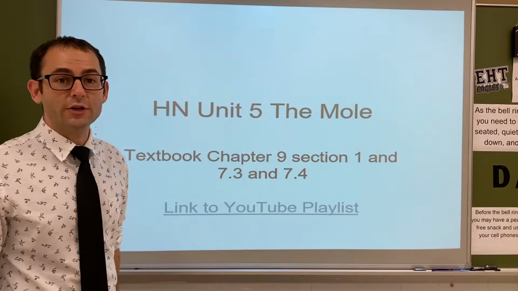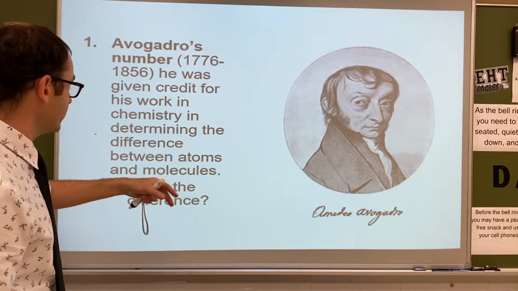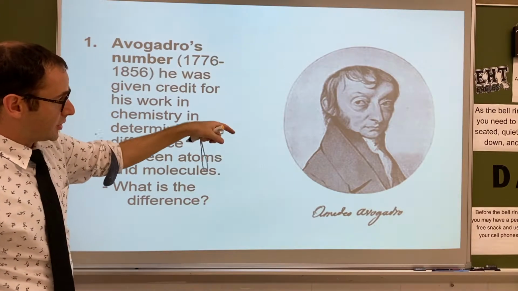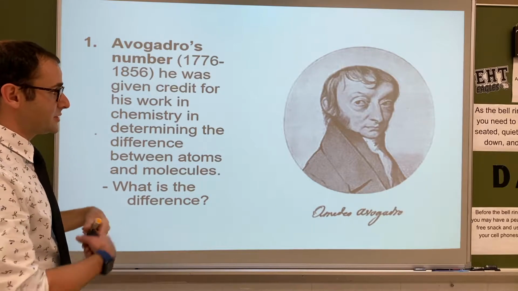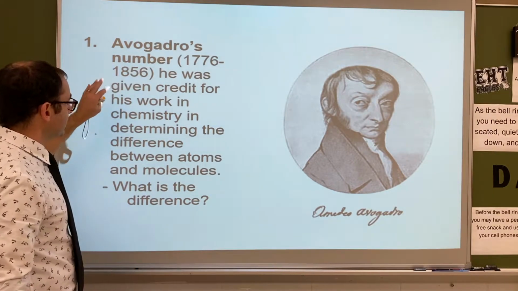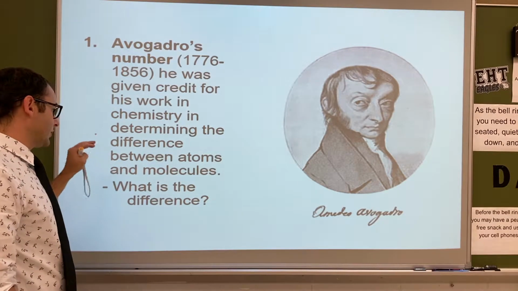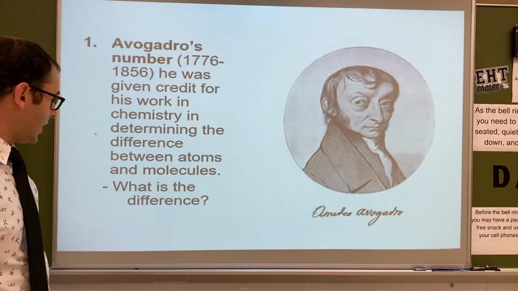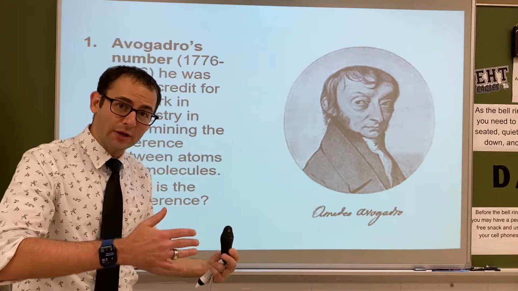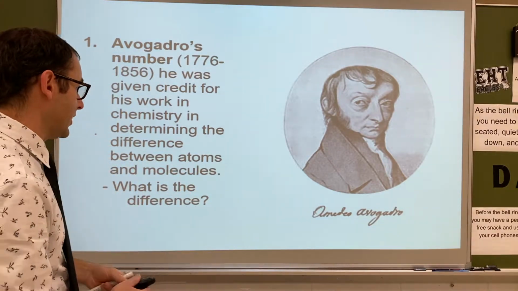Okay, in this chapter we're going to talk about the mole. First person we need to talk about is Avogadro. So Avogadro's number is named after him. He didn't come up with this number, but it was named after him because he did a lot of research in chemistry. So he was given credit for his work in chemistry, determining the difference between atoms and molecules. And we know what the difference between atoms and molecules are. Atoms have one element in them. Molecules are two or more elements chemically combined together.